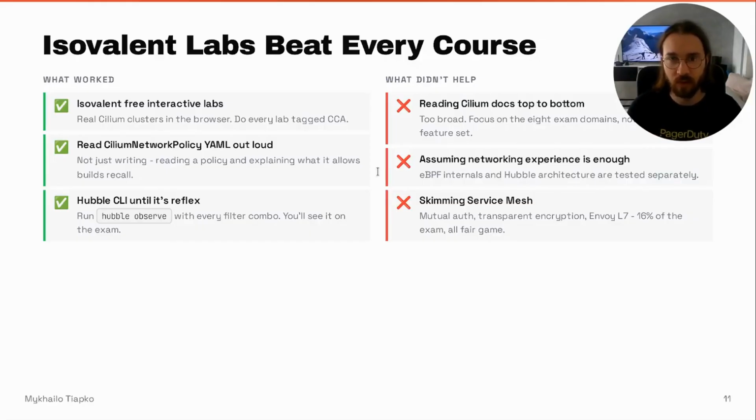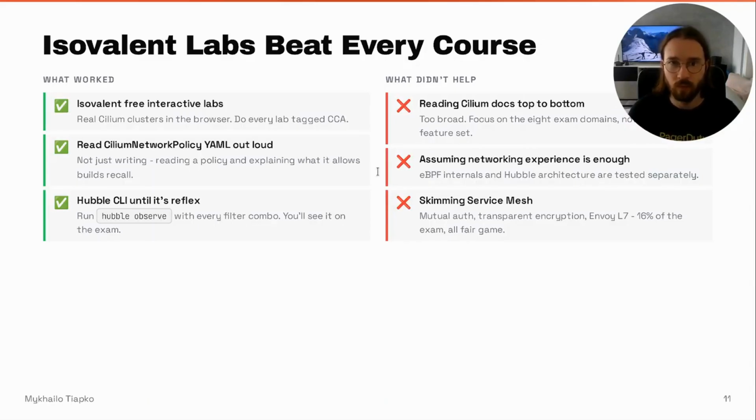The Isovalent free interactive labs at isovalent.com/labs are the best resource that exists for this exam. Real Cilium clusters in a browser. Simulation and actual Cilium with the actual eBPF. I did about 8 hours across those labs during 2 weeks of preparation. What worked for me? Finishing every lab and then immediately writing down the key command or YAML from memory. Reading lab output doesn't stick the same way.